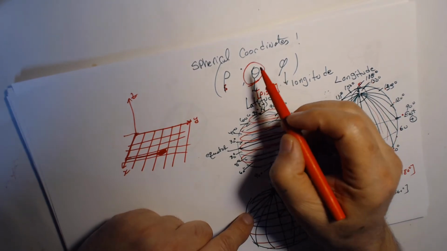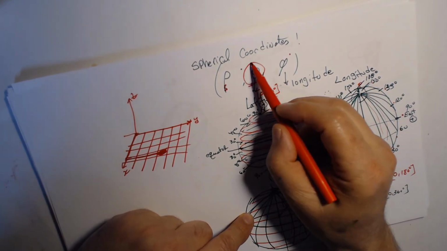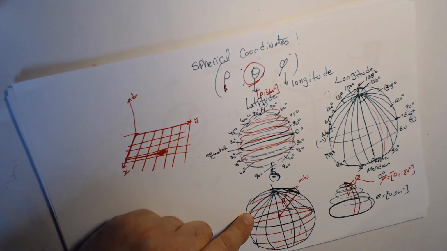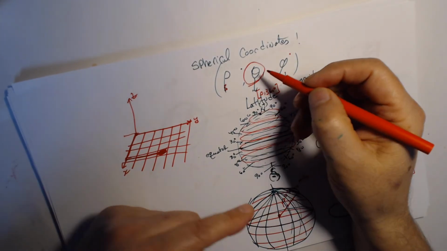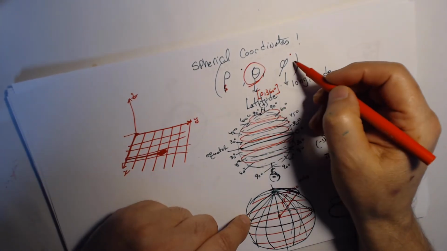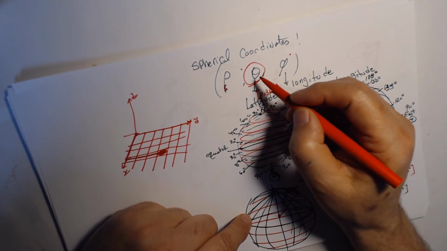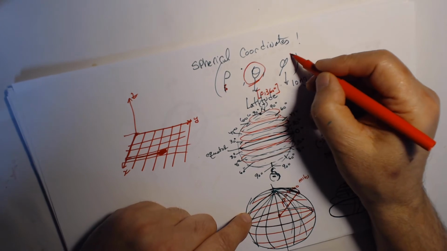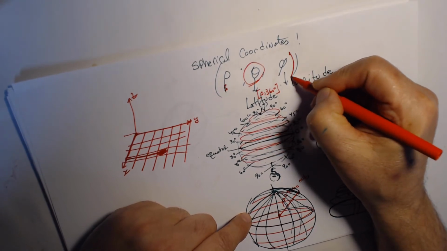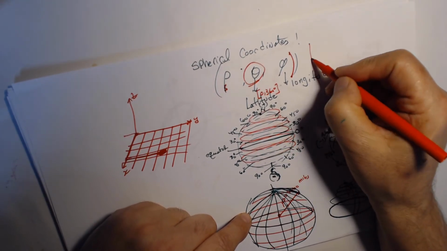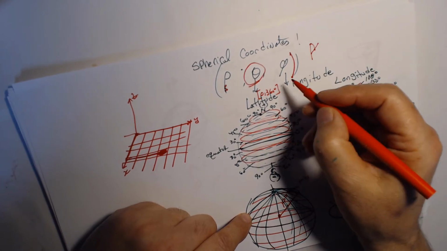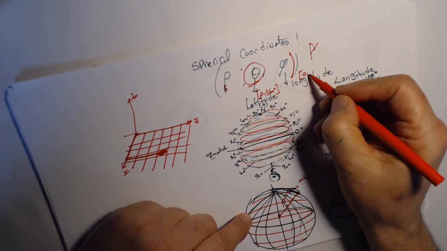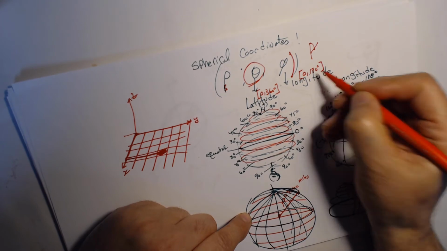Some textbooks put the theta at the end. Some textbooks put the theta in the middle. Therefore, they will define which is your longitude or latitude. Therefore, this is your latitude, 0 to 360. And this is your half of the hula hoop, and that's the angle from the North Pole. And that goes from 0 to 180 degrees.